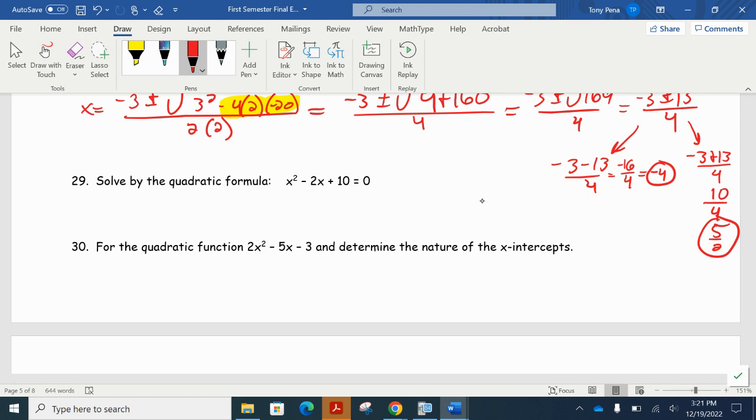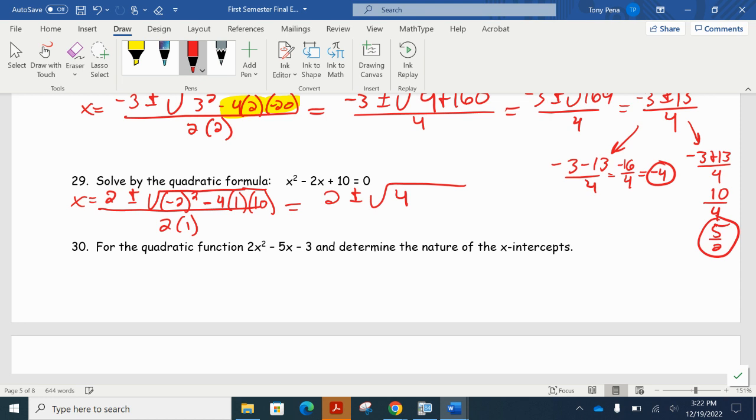All right, 29, quadratic formula again. So you're going to do the opposite of b. So 2 plus or minus the square root of negative 2 squared minus 4 times 1 times 10. And then all of that gets divided by 2 times 1. Clean it all up. So 2 plus or minus, negative 2 squared is 4. And then negative 4 times 1 is a negative 4. Negative 4 times 10 is a negative 40. And then 2 times 1 gives us this 2.